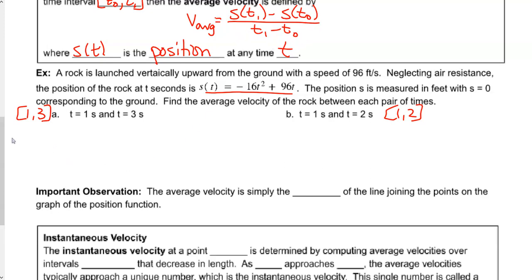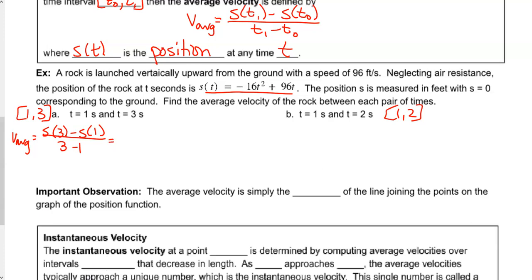So here, I'm going to do my average velocity is equal to S of 3 minus S of 1 all over 3 minus 1. Bam, that's the formula. The hard part now is to take that and plug it into the function and figure out what those values are and not make a mistake along the way.